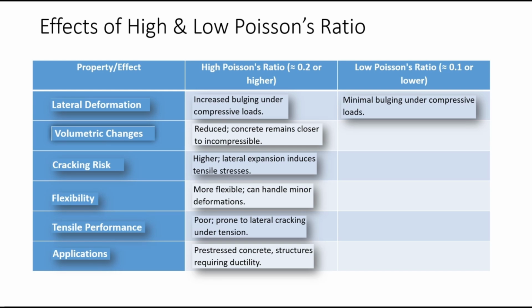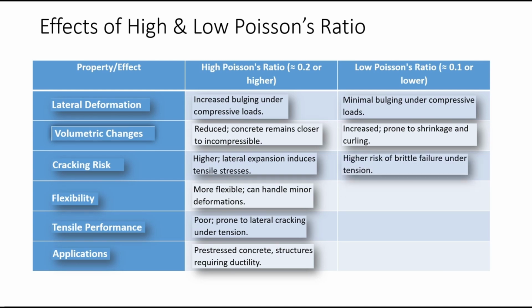under compressive loads. There is going to be an increased volumetric change as the concrete is going to be prone to shrinkage and curling. A low Poisson's ratio will increase the risk of cracking. It makes the concrete at risk of brittle failure under tension.